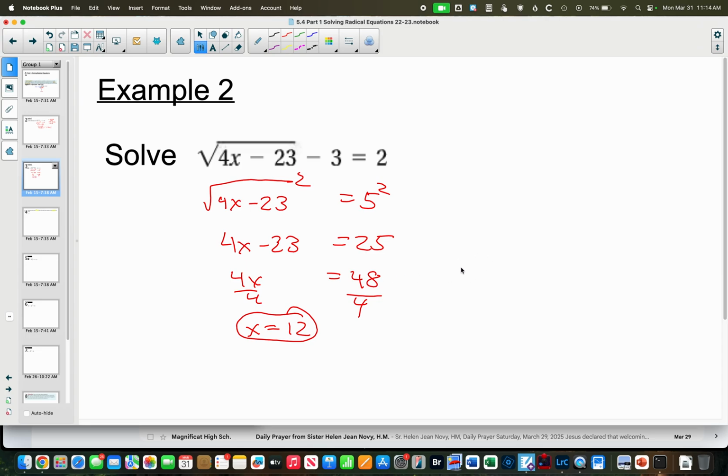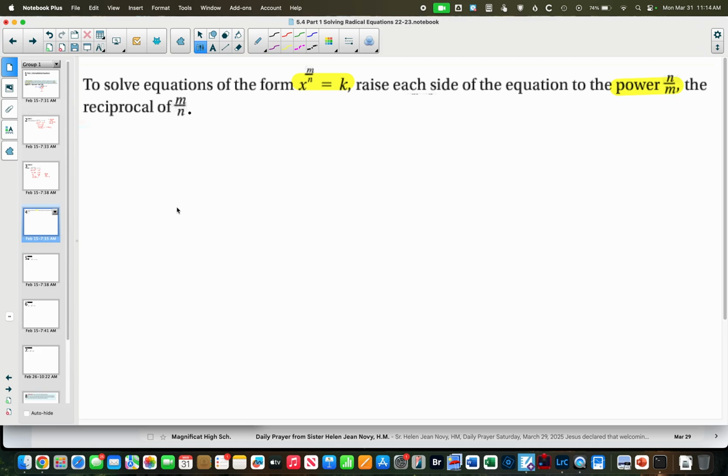And then we're going to check. 4 times 12 is 48 minus 23, which is 25, which is 5. 5 minus 3 is 2. So it works. To solve equations in this form, raise each side of the equation to the reciprocal power.